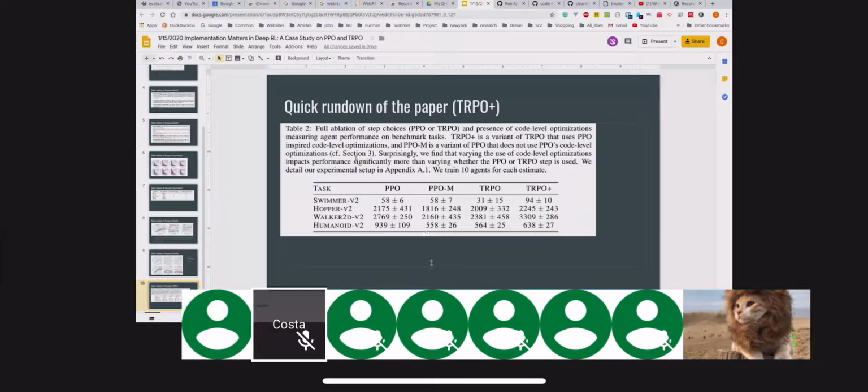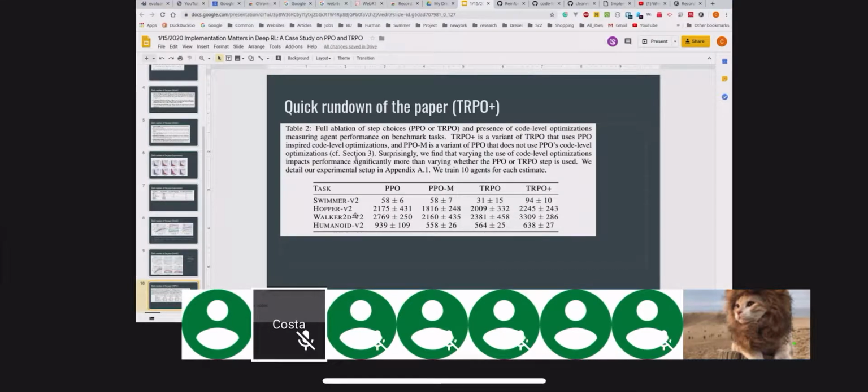And lastly, they did a little experiment with TRPO plus, in which they added the code level optimizations, and they found TRPO plus to be very comparable with the PPO with the code level optimizations. So in a couple of environments, TRPO is only performing worse in the humanoid task, but they also don't have a lot of tasks. This is just 4.